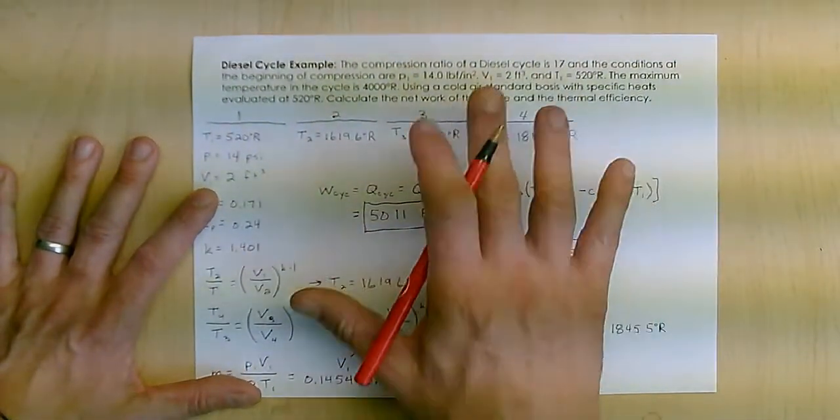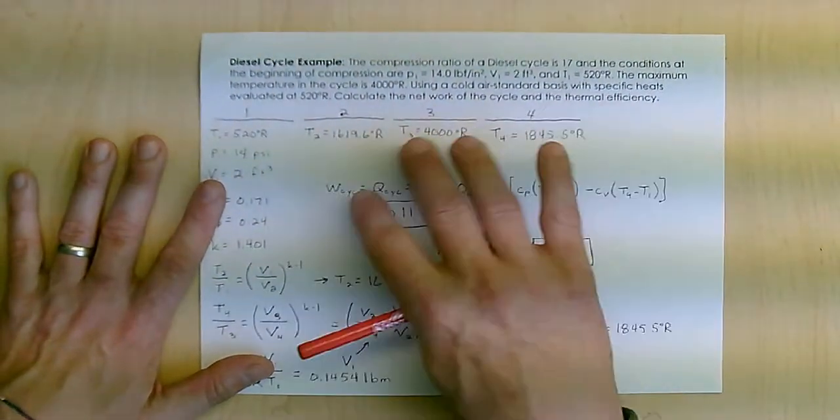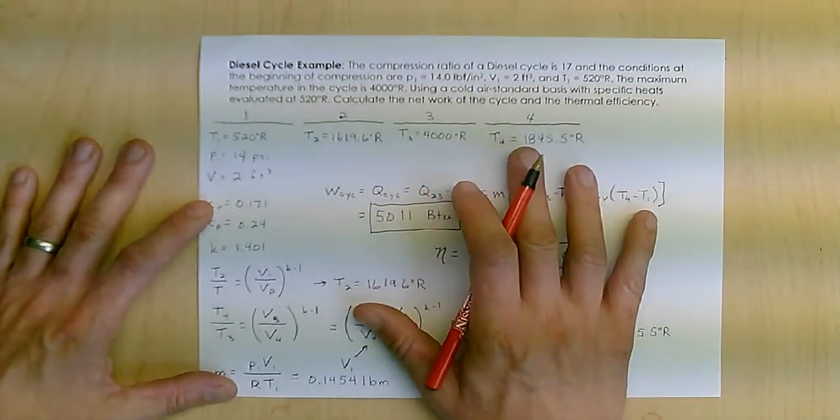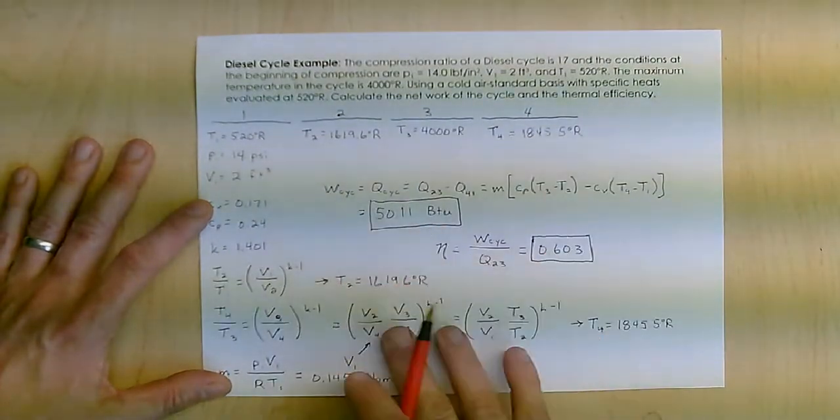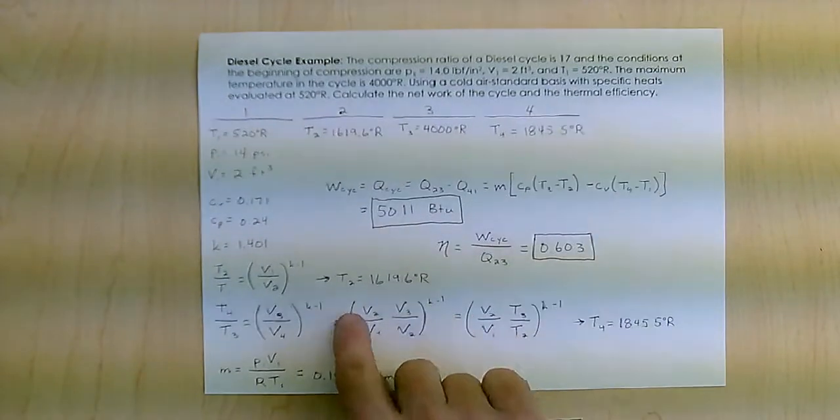Okay, my preferred method would be to use the tables, look up U and H values as necessary. But again, this is just to show you how to do that cold air standard analysis a little bit easier, just calculating temperatures using specific heats and compression ratios and things like that as shown here.